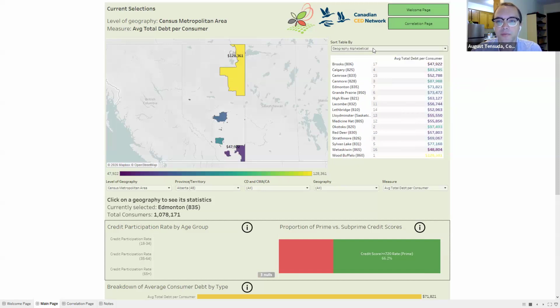So now we're sorted by alphabetical, or we can sort by the rank of the measure, which will be the same as the value of the measure, right? Because the rank and the value are correlated. So yeah, if you want an alphabetical, you can do that.